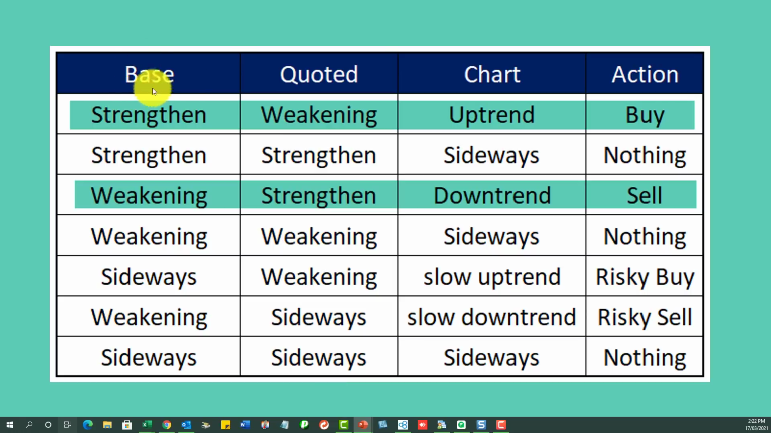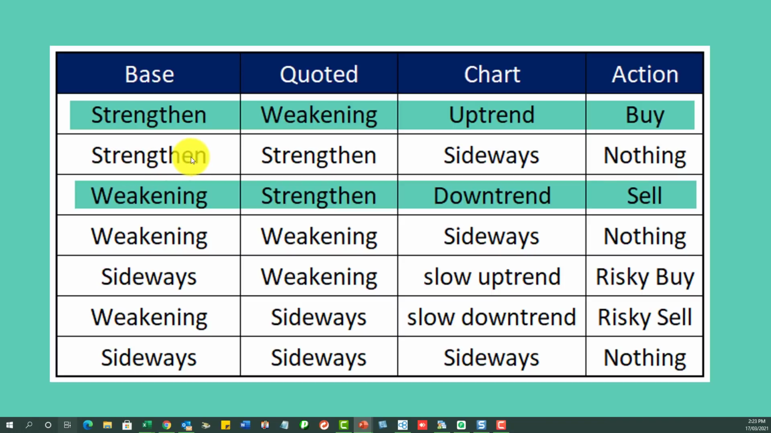Let's look at the base currency, and remember the example that I gave you, the Euro USD. If the Euro is strengthening and the USD is weakening, that's a fantastic sign that there will be a great uptrend. The Euro will go up because it's strengthening, the USD will also go down because it's weakening. So you have this double force pushing the Euro USD up. And the obvious action you should take is buy. But now let's have a look at some other scenarios.